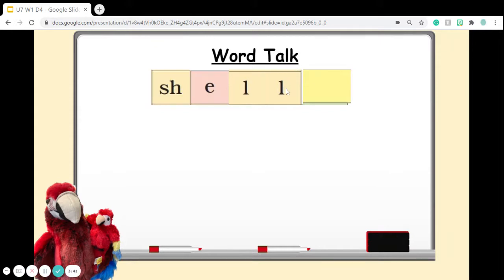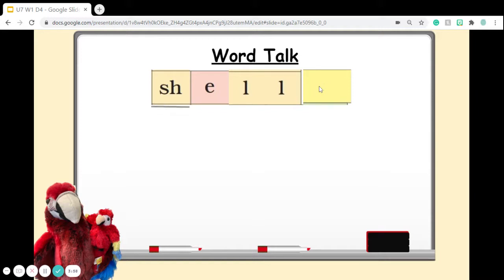Now, what's the rule for L? Well, in a one-syllable word, coming after a short vowel, and we see a consonant L, we need to add a bonus L. So, l, shell. How do we mark this word?